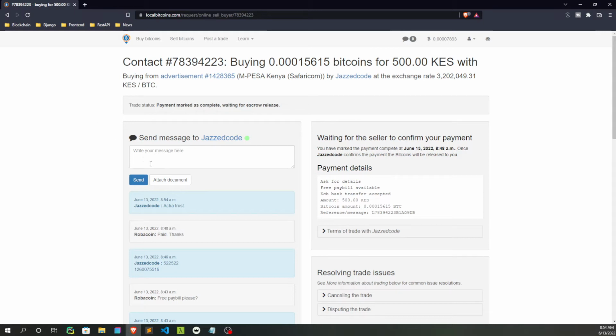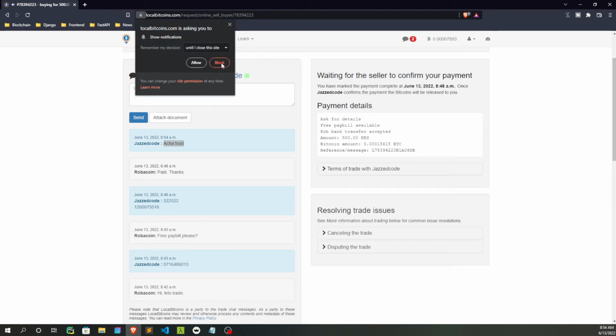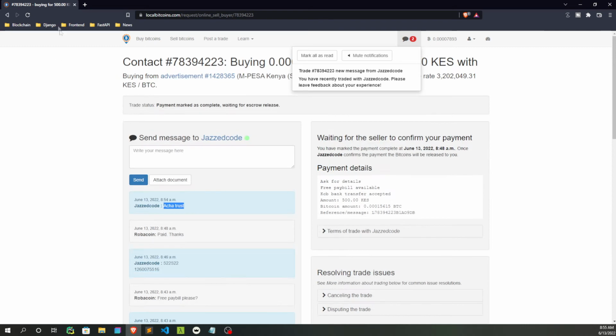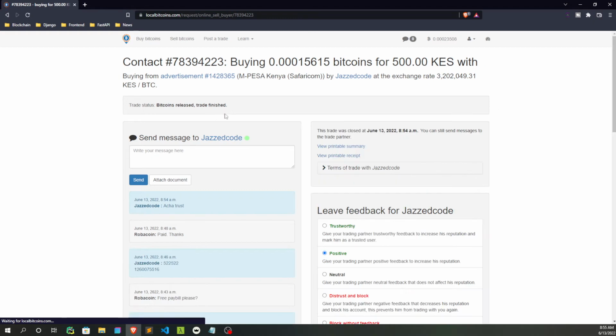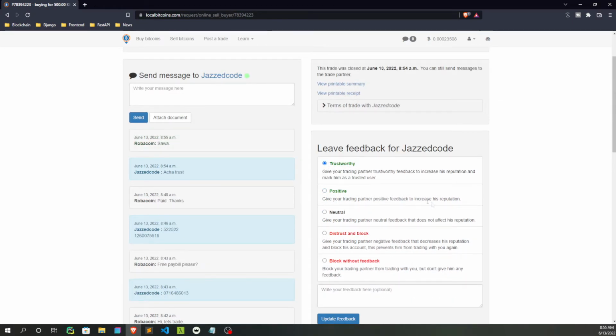As you can see, the seller is now responding, and it seems like he wants us to leave a trusted feedback. And we've also received a notification, and this means the trade is complete. So if we refresh this page, we can see that the trade is finished. The bitcoins have been released to us. We can also leave a message for the seller, and we can leave trustworthy feedback.